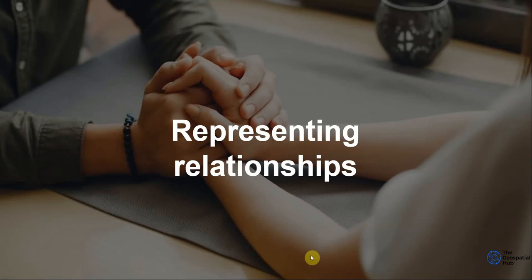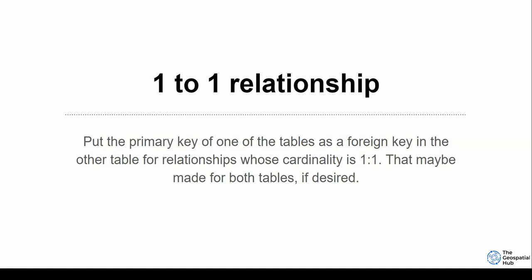So the next thing is to represent relationship. How do we represent relationship? We have different relationships like we discussed in our last session: one-to-one, one-to-many, and many-to-many relationship. So the first thing is to represent the one-to-one relationship. It's very much flexible to represent a one-to-one relationship.